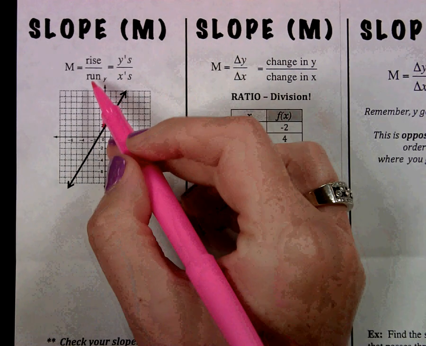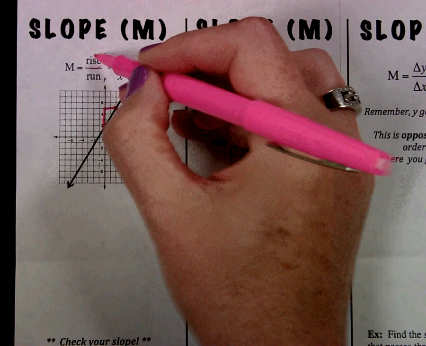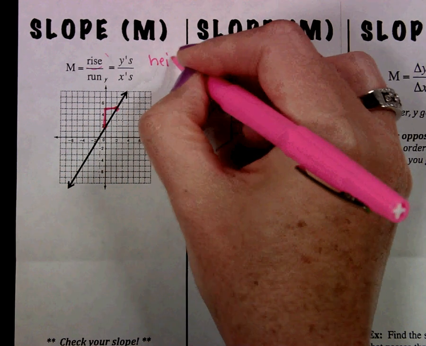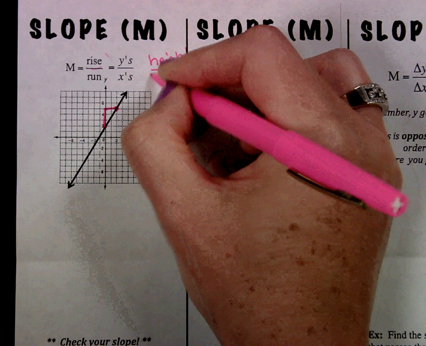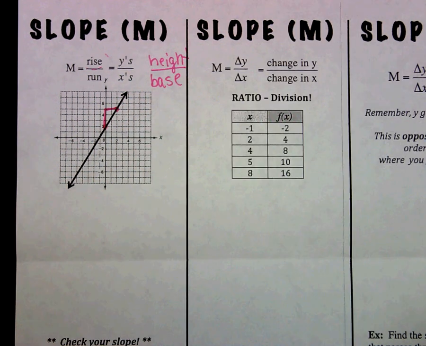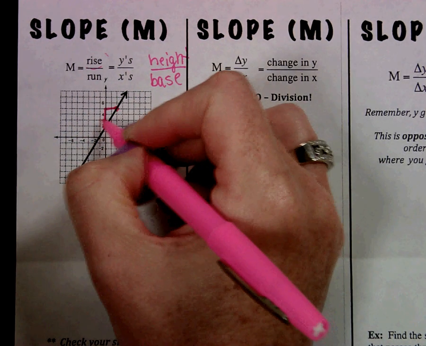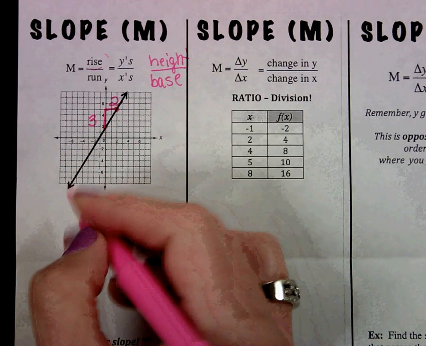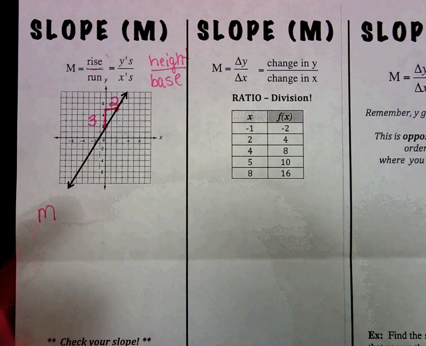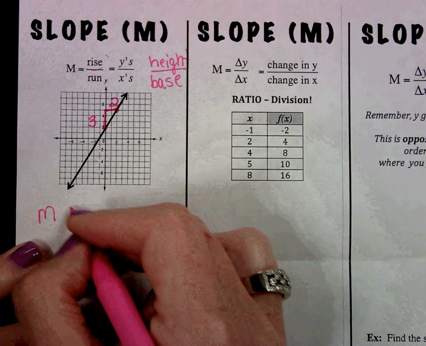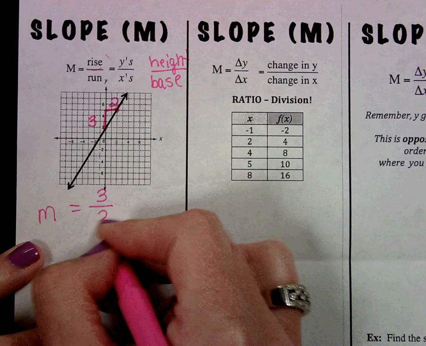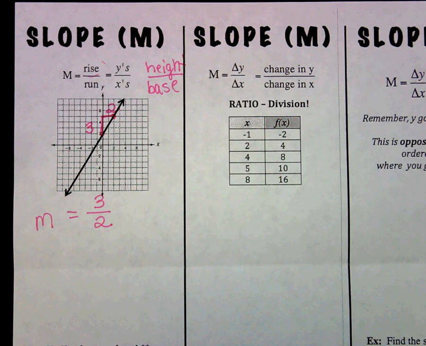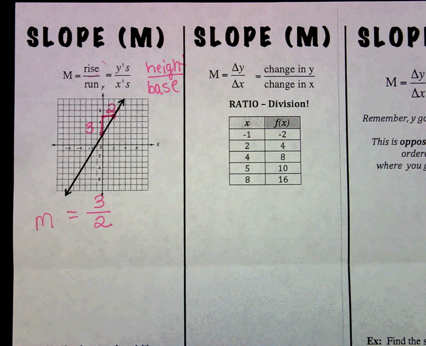And then just like it says here, we're going to count the rise over the run, or you may have also learned the height over the base of the triangle. So the height here is 3, and the base is 2. So when I write my slope, and remember we use the letter M to represent slope, I'm going to write 3 over 2. When we're dealing with slope, most of the time we want it to be written as a fraction. So unless it was a word problem, I would not change that to a decimal.